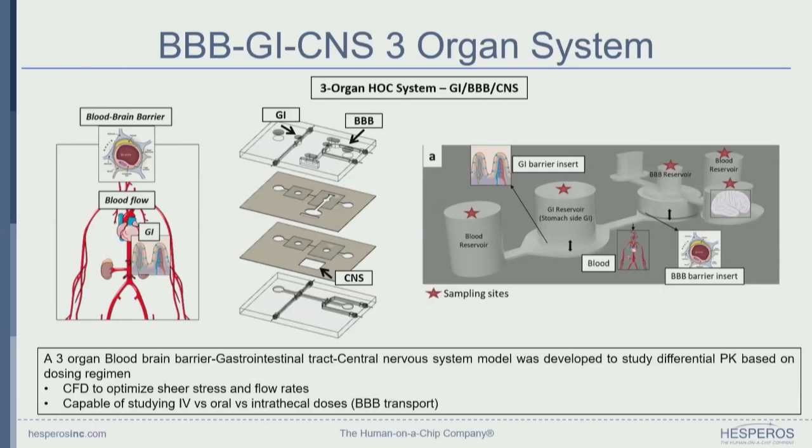So that also gives you an extra advantage, because a lot of times you assemble multi-organ systems and you lose one organ, you're screwed, right? So in this case, that's how the system itself was designed.